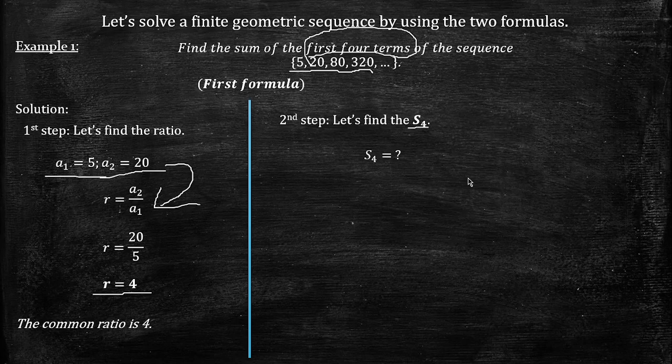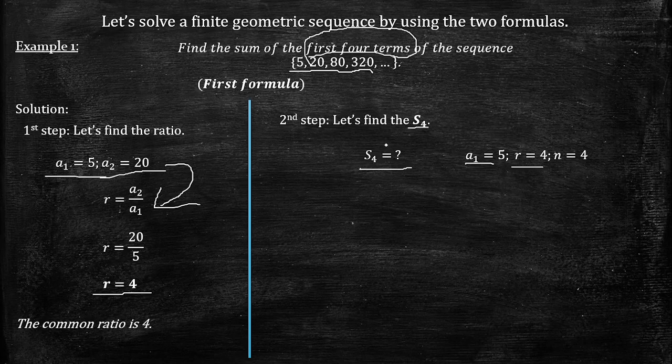So, una, ito yung hahanapin natin. What is missing? The S of 4. Then, the given. So, the a sub 1, kailangan natin si a sub 1 sa formula. Kailangan natin yung given niya. So, a sub 1 is equals to 5. Then, the ratio, yung sinolve natin sa first step. So, the ratio is equals to 4.